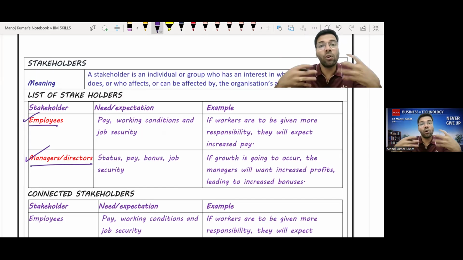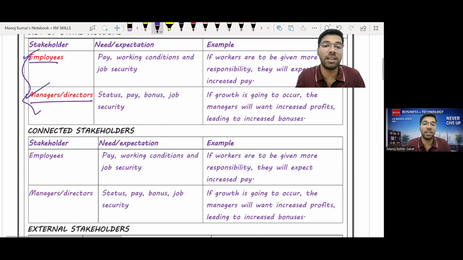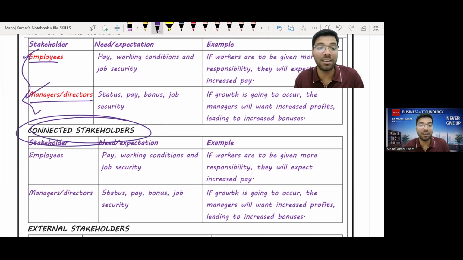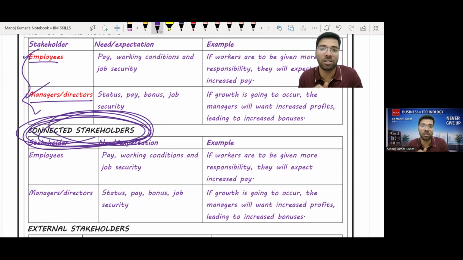Along with that, they also require payment. They also require proper working conditions. That is how they influence the business. Why? Because if these requirements increase day by day, don't you think it will influence the operations and profits of the organization? Yes. Employees and managers also come under another category called connected stakeholders. Connected stakeholders are those who are connected internally inside the business organization. Employees and managers of the company are internally connected inside the business, right?